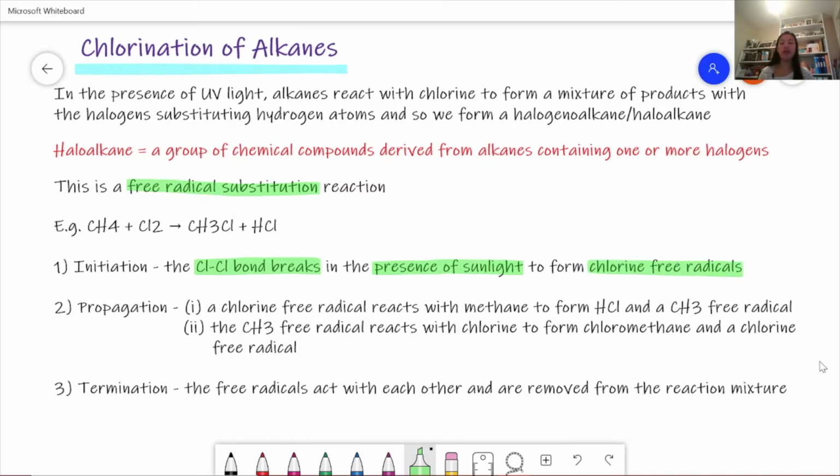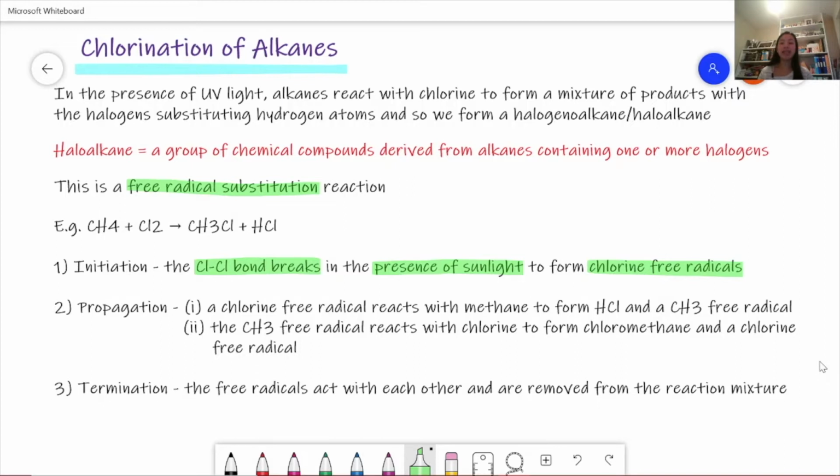And also remember that for initiation, breaking the Cl-Cl bond, we can break it homolytically or heterolytically, where heterolytically means that one of the chlorines gets both of the electrons of the bond, so that ions are formed, whereas homolytically means that they both get their electrons back, and so 2 free radicals are formed. So in this case, in initiation from free radical substitution, homolytic fission happens of the covalent bond.